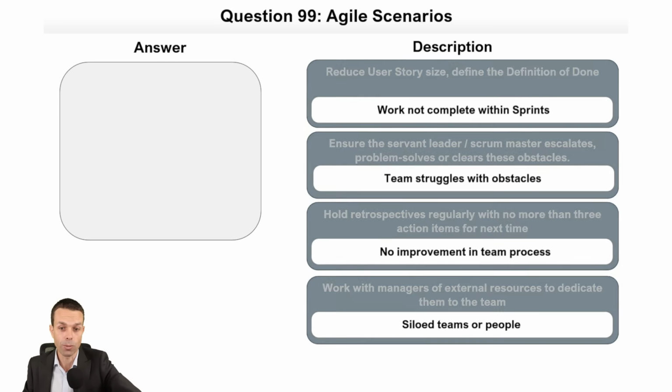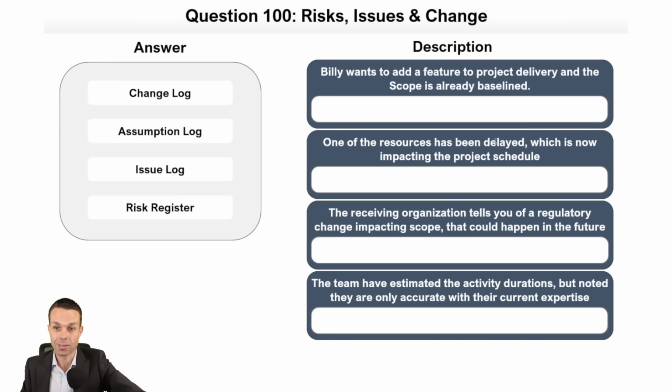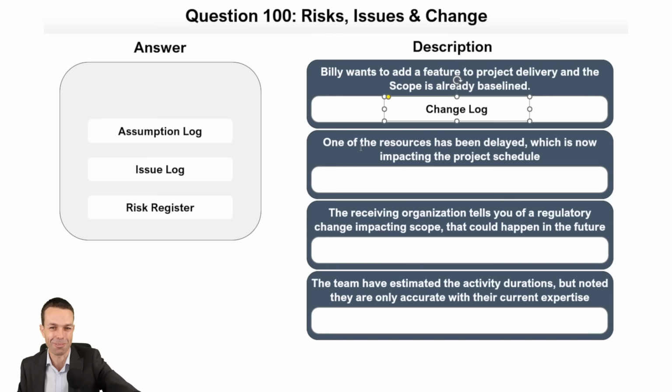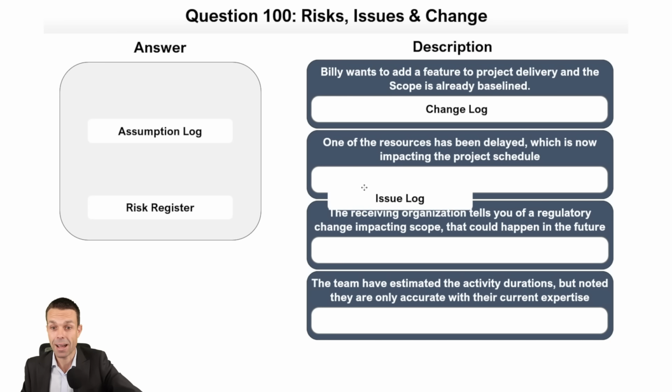Now, risks, issues, and change. If Billy wants to add a feature to project delivery and the scope is already baselined, he's going to need a change log. Exactly right. Well, I assume that's right. We can always move it. But that seems like the most correct one. Let's see what else we've got just in case. One of the resources has been delayed, which is now impacting the project schedule. It's happening now. It is a project issue.